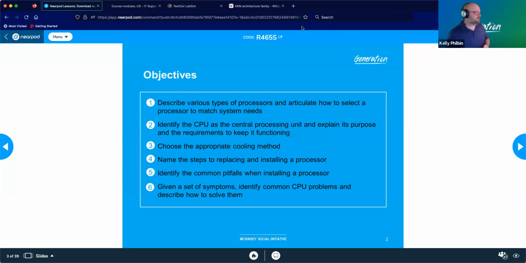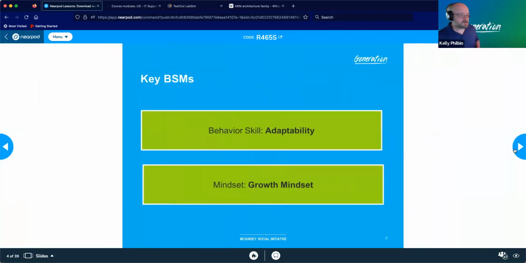All right. So, as in every technical session, we also like to remind ourselves about the BSMs, or behavior skills and mindsets. The two that we want to keep in mind for this one are adaptability, because as we are all aware of by now, the industry is constantly adapting and changing, and we have to be able to shift our perspectives and our focuses in order to keep up with this industry and also to be successful in it.